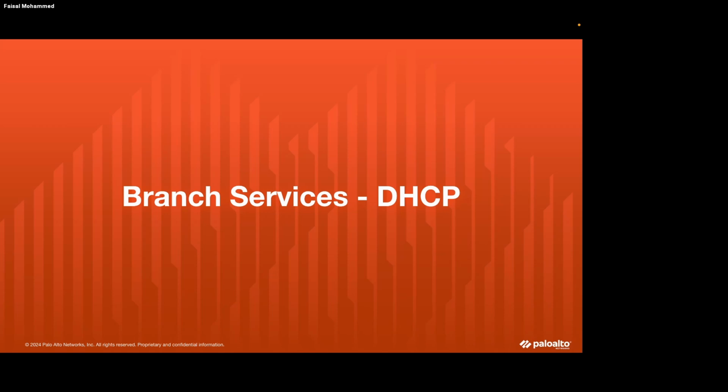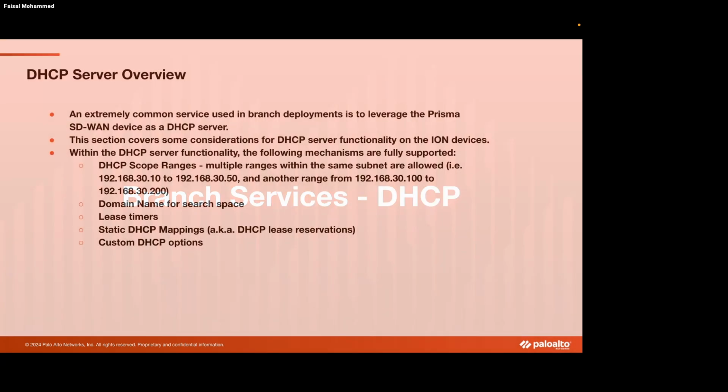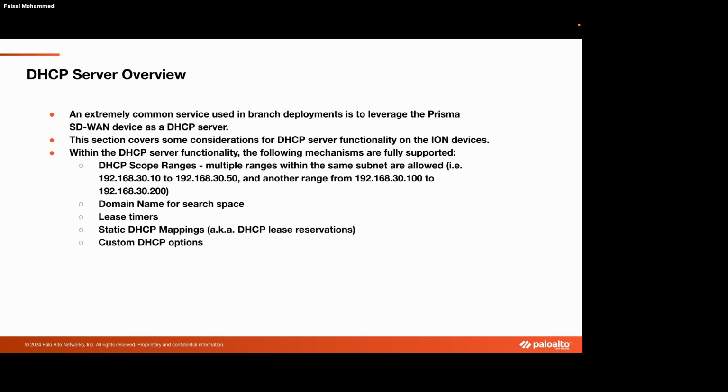So DHCP, the ION device can replace your DHCP server for the branch. It's a very common service. You don't need to have a dedicated DHCP server at your branch site. You can leverage the Prisma SD-WAN ION to function as a DHCP server. Like any DHCP server, it has a scope definition, static mapping, custom DHCP options, lease timers, a domain name, an IP range, and exclusions. So we will see how the DHCP deployment can be done, using the ION as a DHCP server for the local branch.